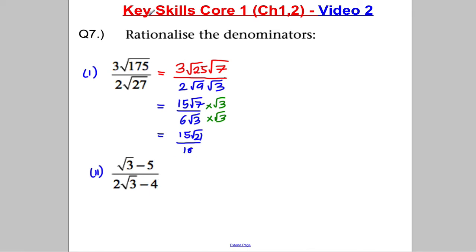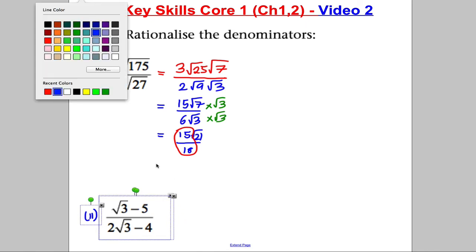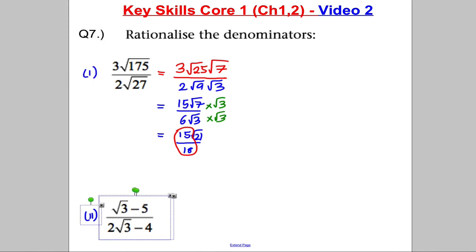And we're nearly there. We can simplify the 15 divided by 18. We know that 3 divides into 15 and 18, so we could divide top and bottom by 3, and we get ourselves the answer. I'm just going to shift this down here. We get ourselves the answer dividing by 3, we would get 5 root 21 over 6, and we're done.